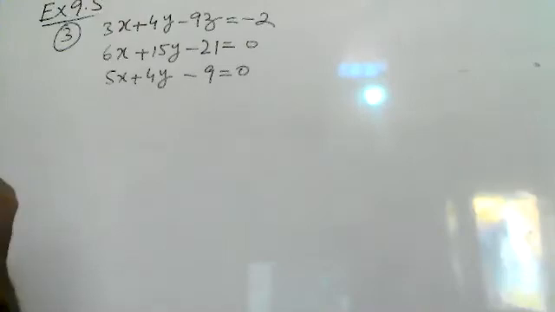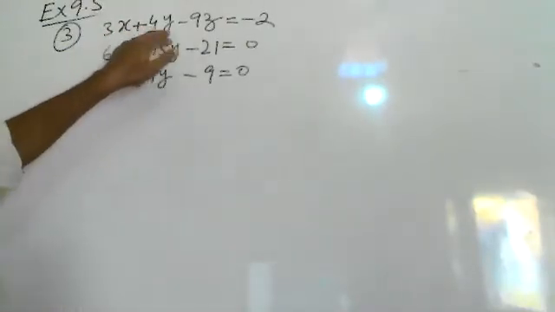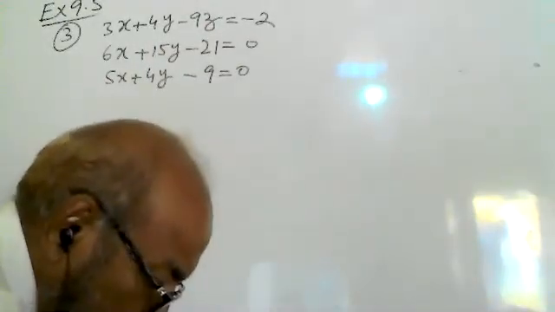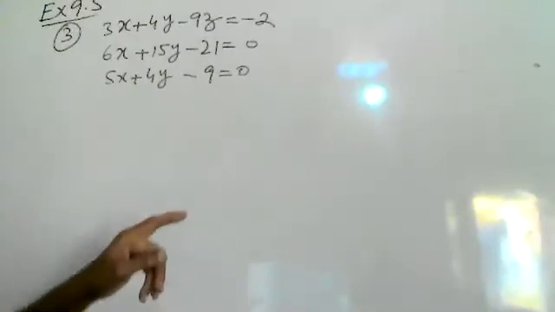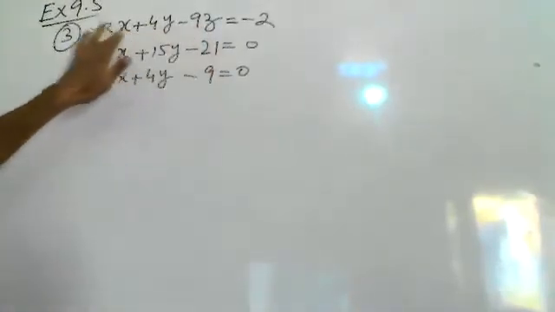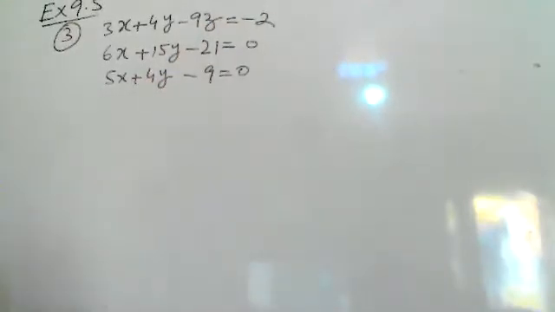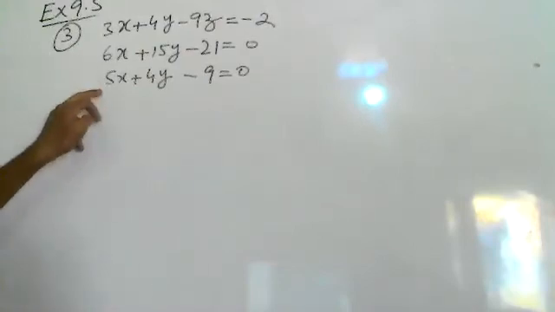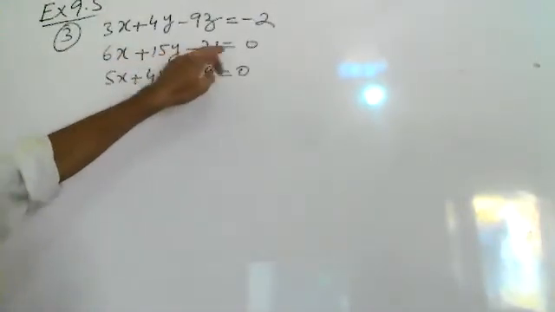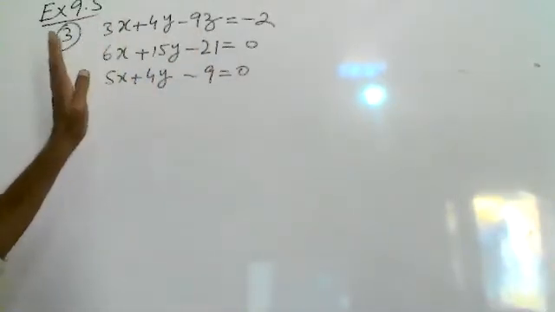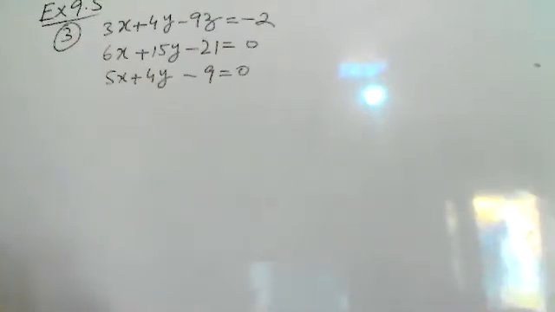Here you can see the first equation, 3x plus 4y minus 9z equal to minus 2. This is in the standard form because all the variables are on the left side and the constant on the right side. But in the other two, 6x plus 15y minus 21z equal to 0, the variables and the constants are all on the left side. So we have to convert into the standard form. How much?